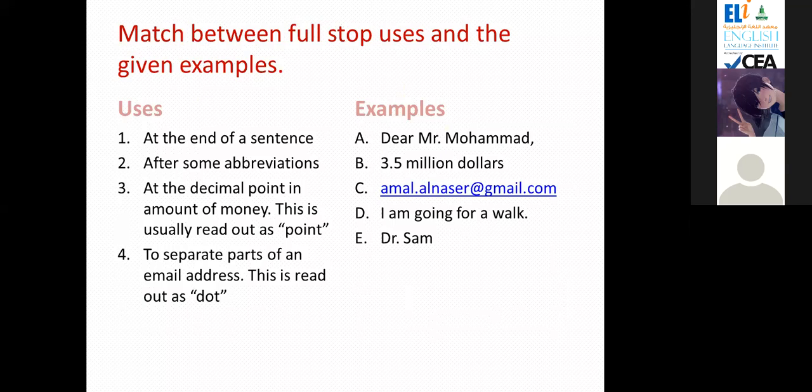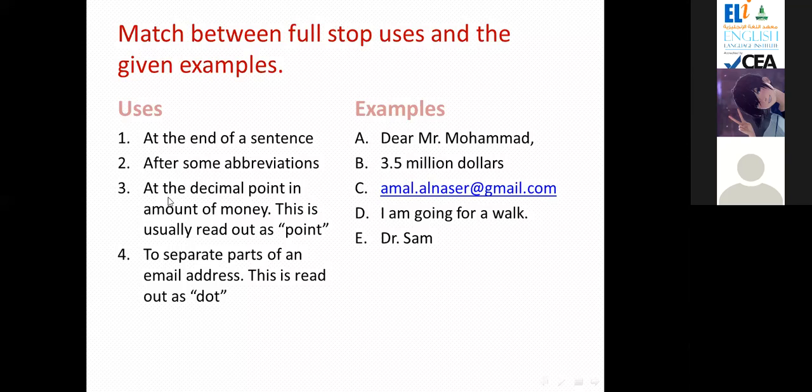E, like Dr. Sam. When you shorten the word, it is abbreviated. So instead of writing doctor, you can write Dr. and you put a full stop to indicate the shortening, like doctor, professor, Mr., like what we have here in A, Dear Mr. Muhammad. So here is the place of the full stop with these abbreviations.